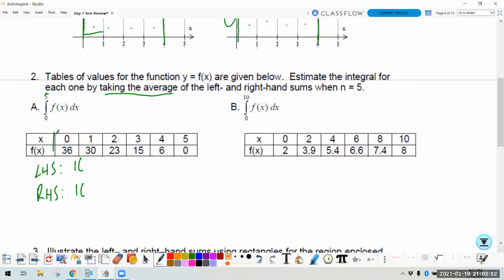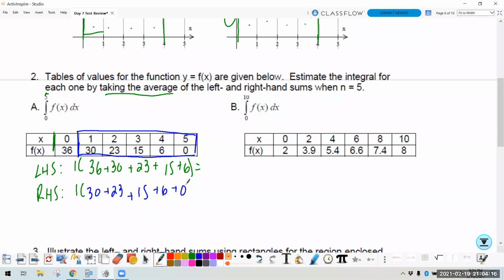And then left, we start on the left. So 36 plus 30 plus 23 plus 15 plus 6. And the right, I start on the right, but remember you only use 5 of the numbers, so I stop there. So that's 30 plus 23, whoops, plus 15 plus 6 plus 0.